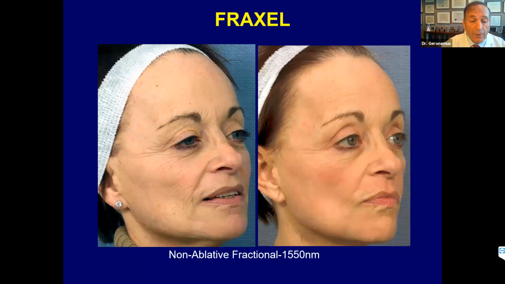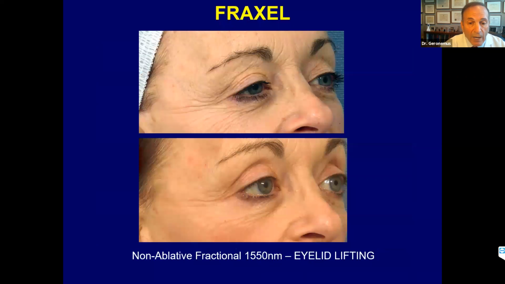So here's an example where we just use a non-ablative FRAXEL laser, one of the original FRAXEL lasers, and you can see how the skin has improved quite a bit. The overall texture is better. And what surprised us, this is one of our early patients, is the fact that we were able to get some lifting of her eyelid. So if you look how the skin has smoothed out below her eyebrow, there actually is some lifting here as well. So this is all without any wounding of the skin.